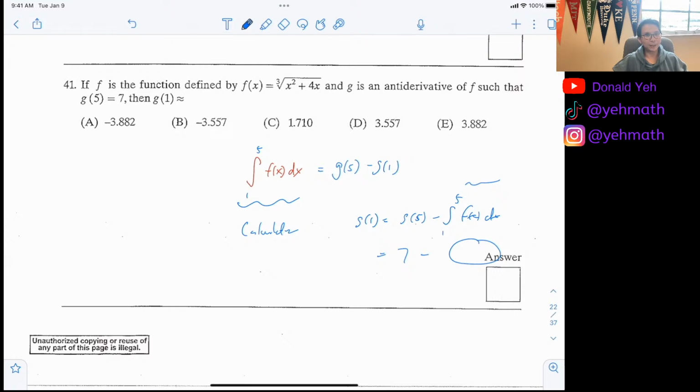So whatever integration 1 to 5, you just subtract from 7, you should get the right answer. But this part, it's golden right here. You have to know how to set up. It's called the fundamental theorem of calculus.